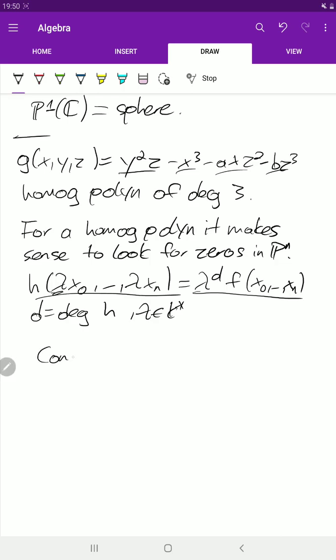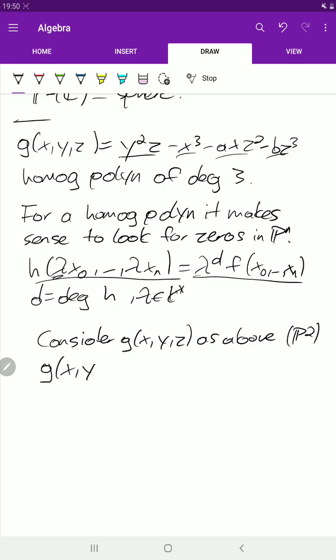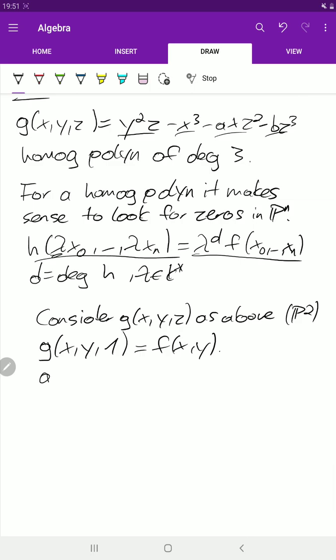Okay, so let's go back to our elliptic curve. So g of x, y, z as above, and of course we want to look at P2. And as you might have already noticed, if we set z to be 1, we get just the previous f back. So that's that. And also if we set z to be 0, then let's look at the equation: 0 minus x cubed minus 0 minus 0. So that's minus x cubed.